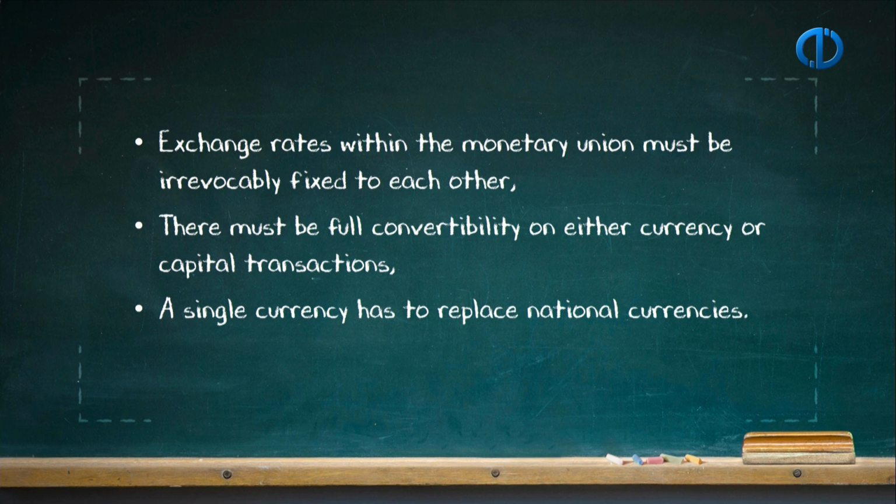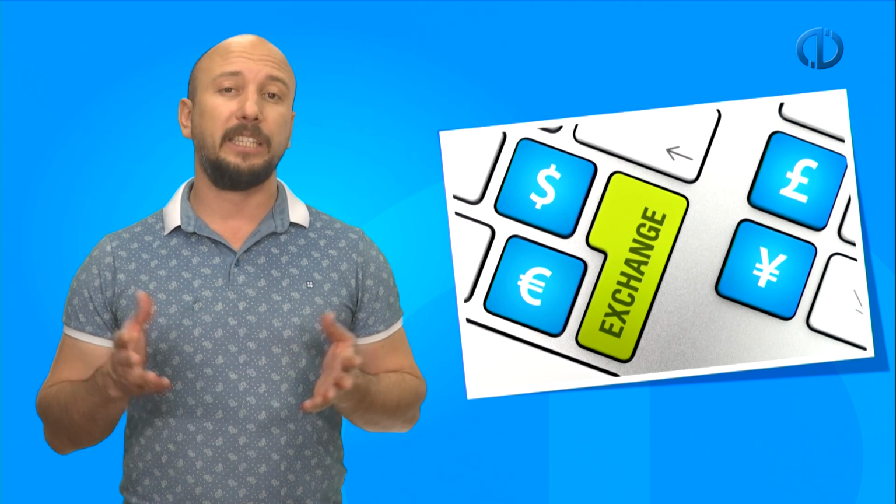The first condition is standard instruments of monetary policy has to be implemented by a common monetary authority, namely single central bank of monetary union. It means that member countries leave their monetary autonomy to the common monetary authority.